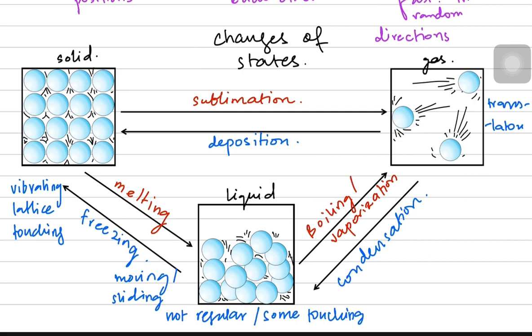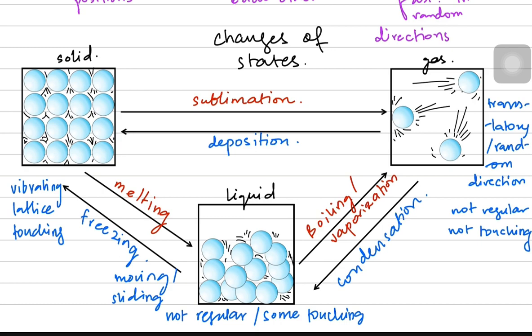Now, if it changes into gas, you can see on the right side of the screen, you can say now the particles are doing translatory motion in random directions. And in solid they were regular, but in liquid you can say they were not regular, and in gases they are still not regular.